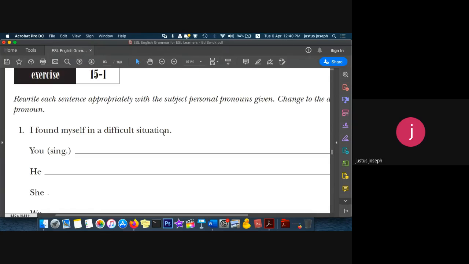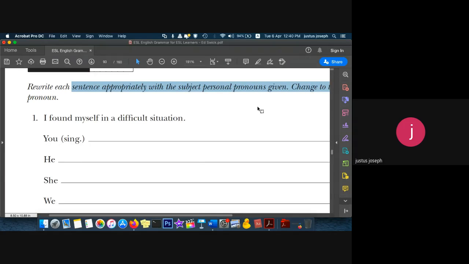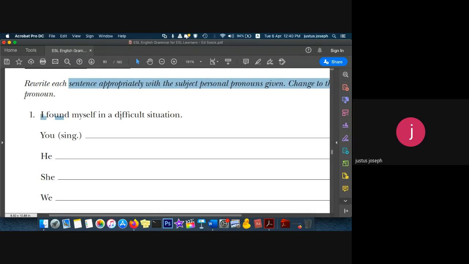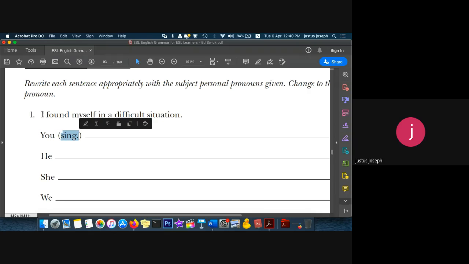Let's do this exercise. Rewrite each sentence appropriately with the subject personal pronouns given. Change the appropriate reflexive pronoun. I found myself in a difficult situation. Now you have to use the word you in the singular form. So you will change it like, you found. Which word will you use here? Yourself. Yourself in a difficult situation.